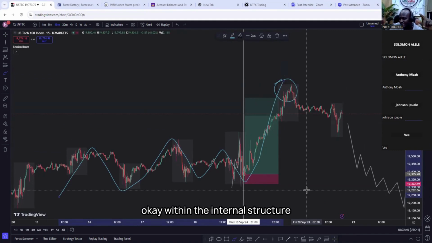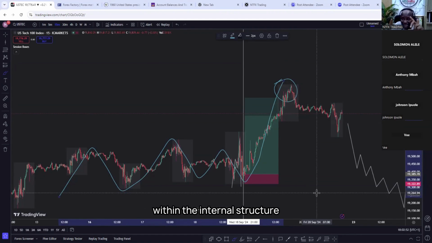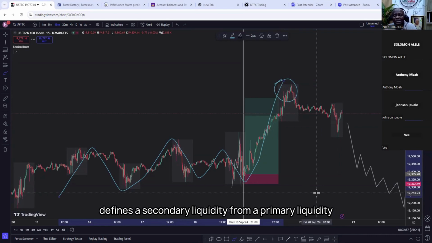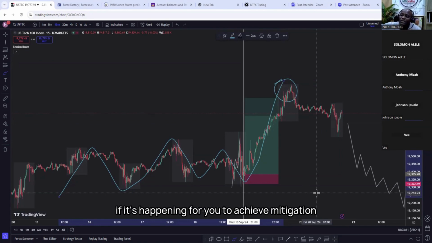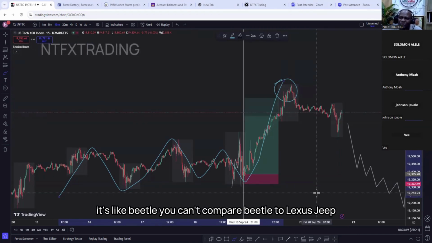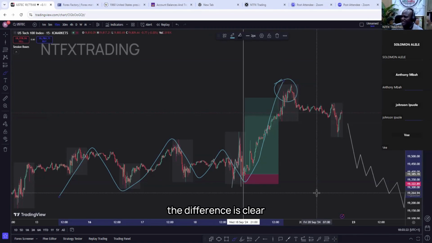Within the internal structure, you can have a primary liquidity there, you can have a secondary liquidity there. The bottom line is that what defines a secondary liquidity from a primary liquidity is whether that liquidity is taken at the structural level. If it is at structural level for you to buy or sell, then it is primary. It is intentional. If it's happening for you to achieve mitigation, it's secondary. It's like comparing a B2 to a Lexus Jeep. The difference is clear. Is that okay now?